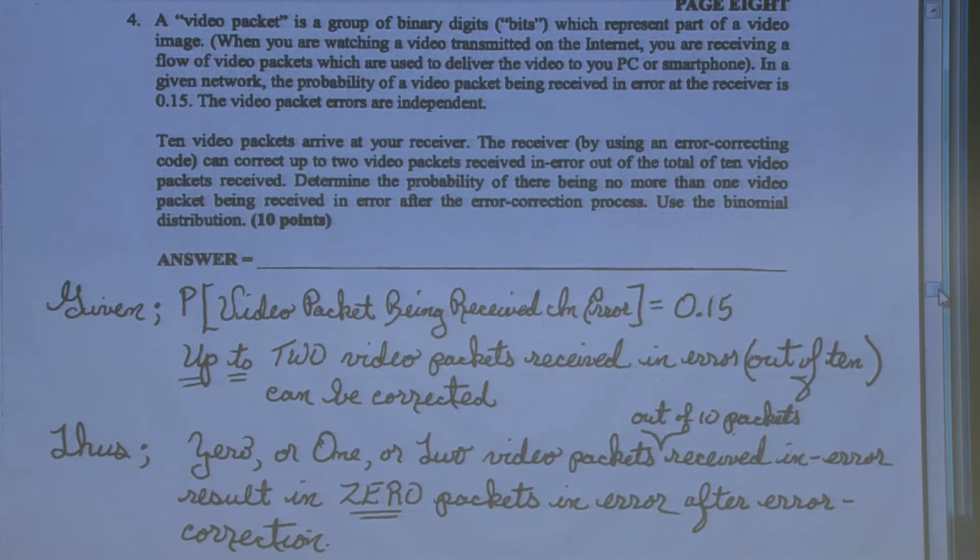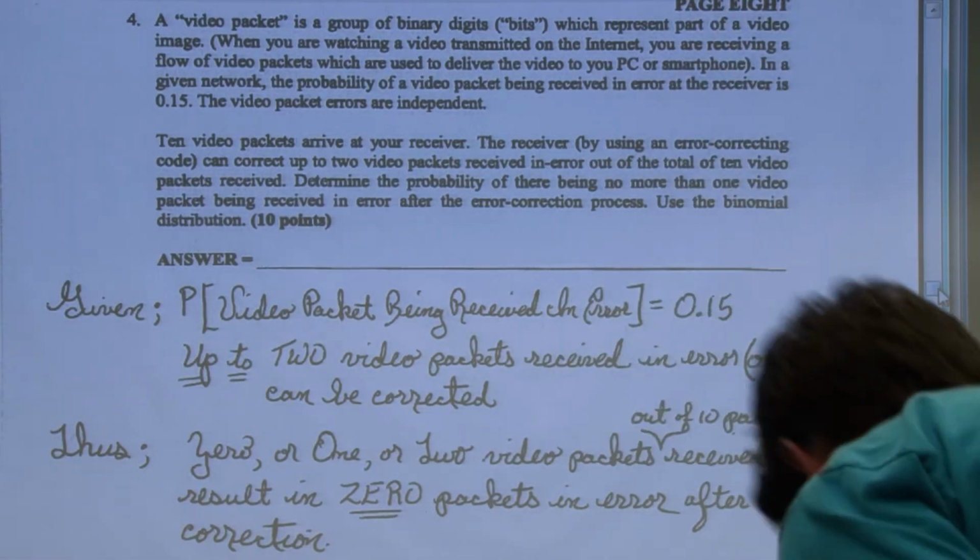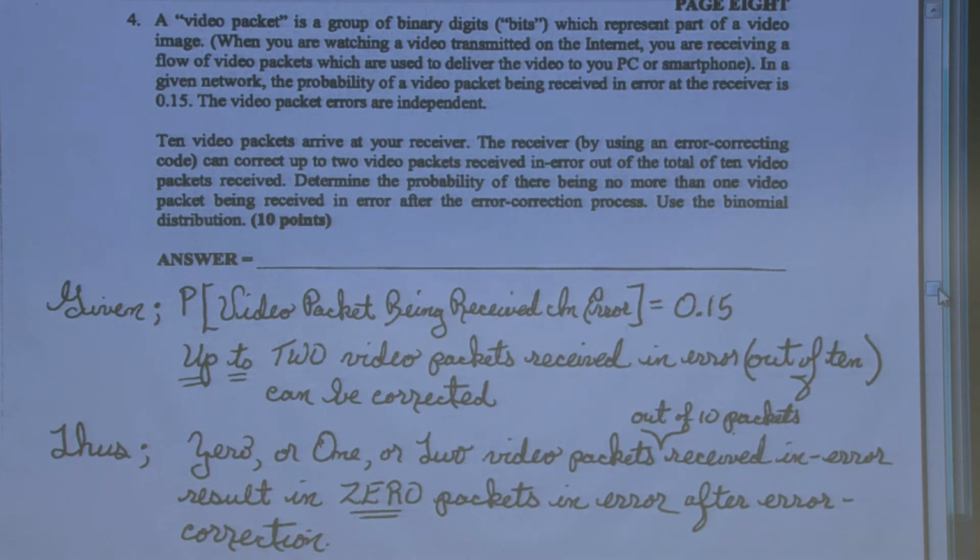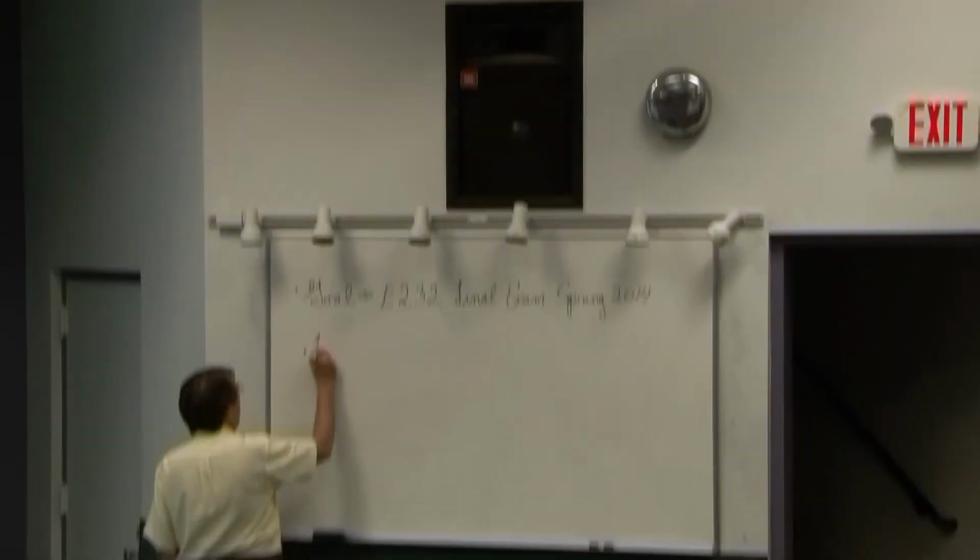Great, thanks. All right, so you have a packet, which is a group of binary digits. I don't necessarily need to know that. But I'm watching a video, and what's happening on my tablet device is I'm receiving groups of bits so I can view the video. And this group of bits is called a packet. Perfect. Okay, fine, great. Now, the probability of a video packet being received in error is 0.15. So the probability of getting a packet in error, 0.15.